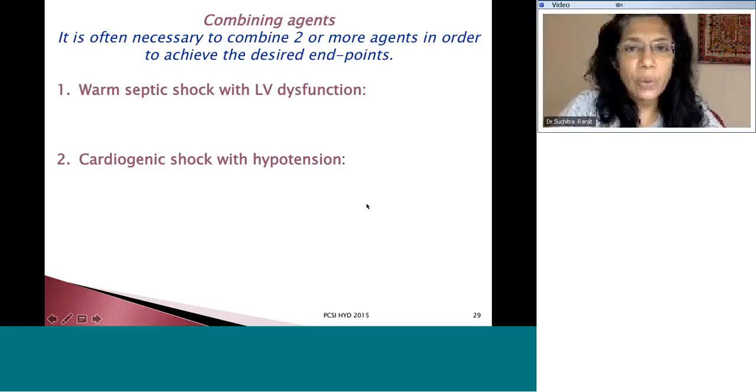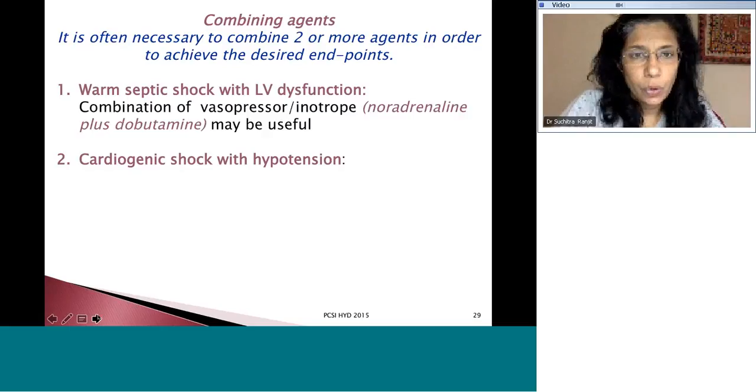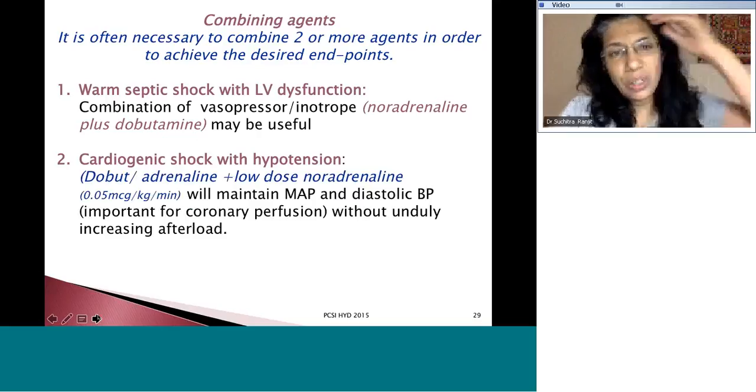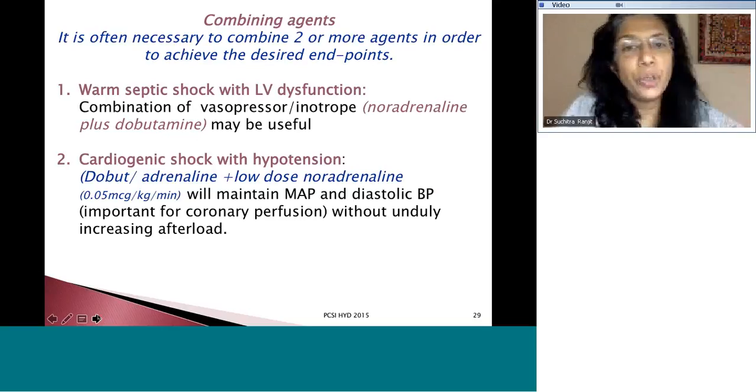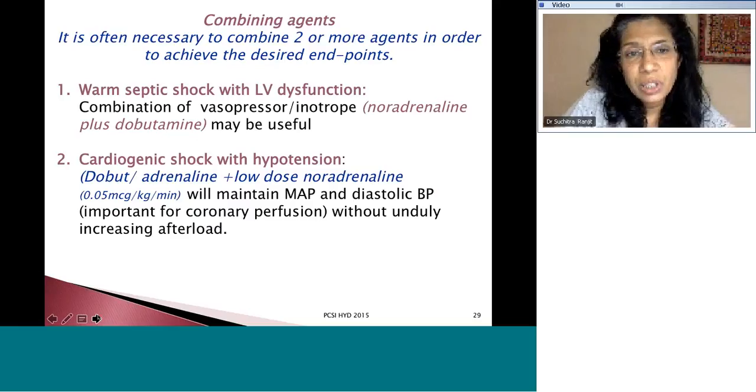What about cardiogenic shock with hypotension? What are your agents? You need any agent which causes a solid inotropy. Milrinone with epi. Any problem with milrinone? Milrinone can vasodilate a lot more and cause hypotension. So in the acute situation, maybe we could avoid milrinone. We could start with adrenaline alone, and then maybe slowly add dobutamine. We could add a touch of NORAD just to maintain coronary perfusion.